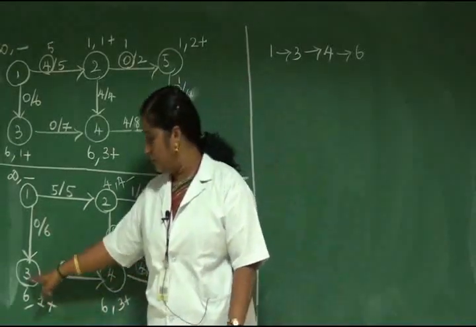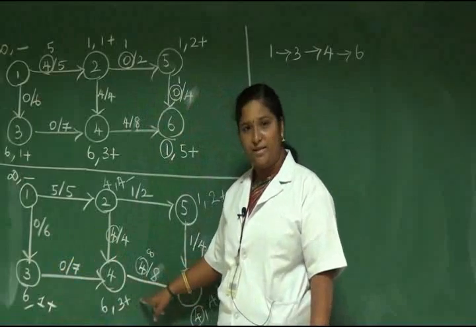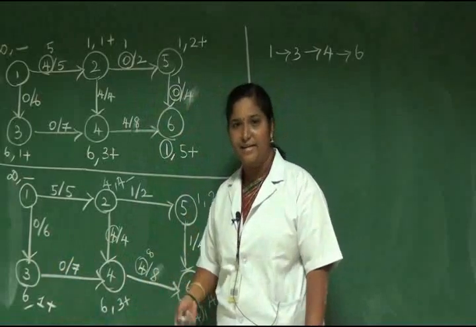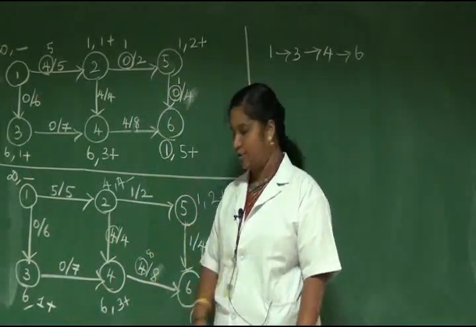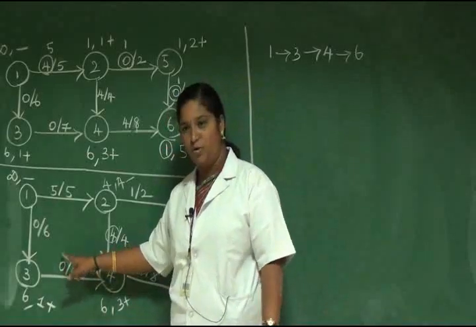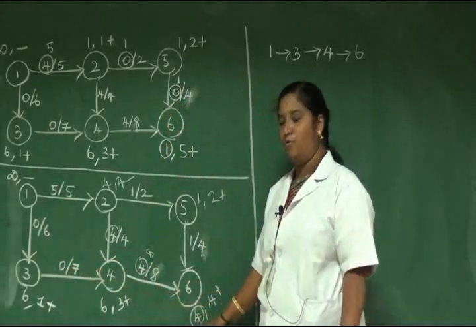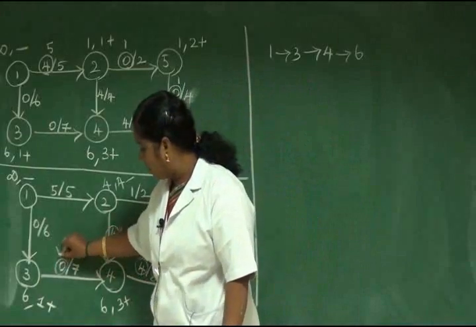So from 4 you have to go to vertex 3, and since you have plus here, the flow value has to be increased by the first label of the sink vertex. So here the flow value is 0. It has to be added with this 4. So the 0 becomes 4.